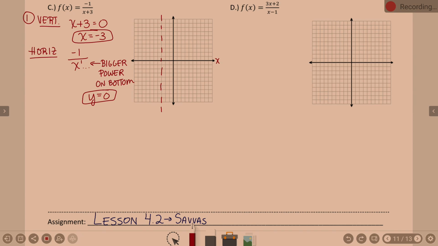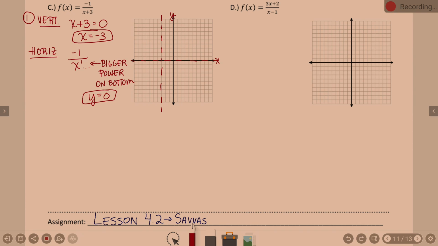Now, on the y-axis, where is 0? Here's my y-axis. I want to draw a horizontal asymptote at 0. Where is that? That is the x-axis, yes? Okay. So that's your horizontal asymptote.